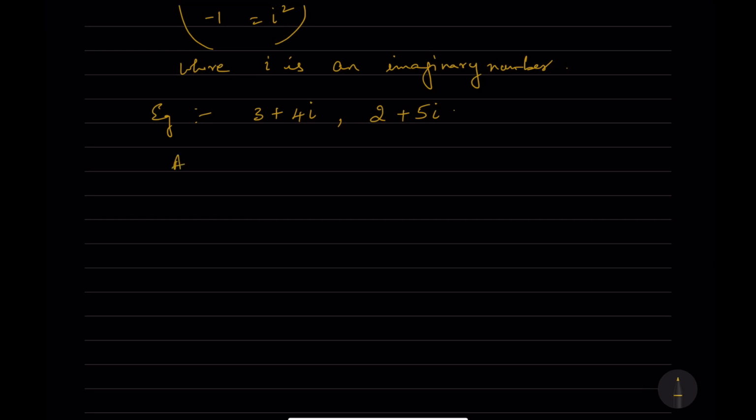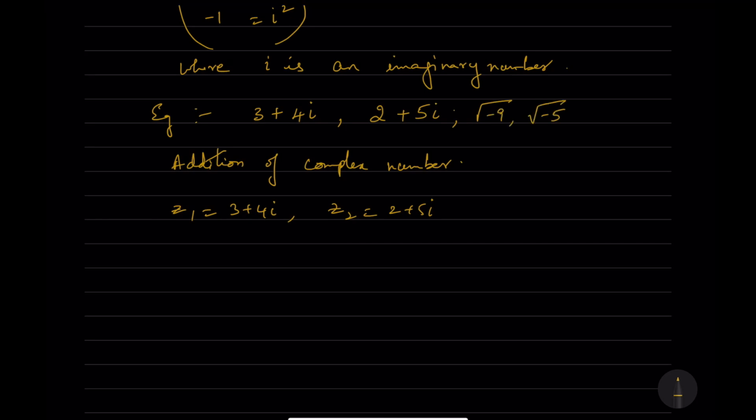So here, addition of complex numbers. How do we do this complex number addition? We'll see. Suppose I take z1 is equal to 3 plus 4i and z2 is equal to 2 plus 5i. I have taken the same examples here. There are so many examples which you can write down. Even wherever you are getting minus 9, minus 5, or under root, wherever you are getting minus inside the root, there the complex number exists. So you can write all those examples.